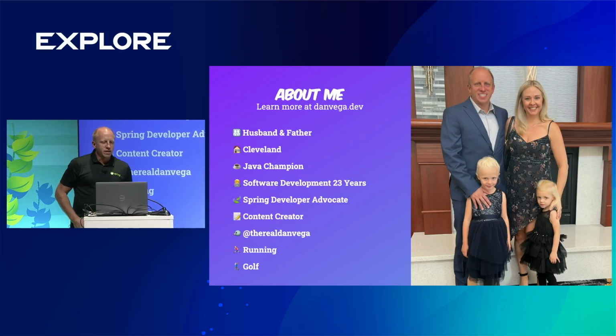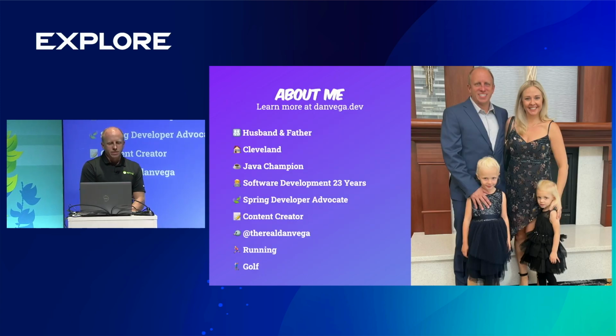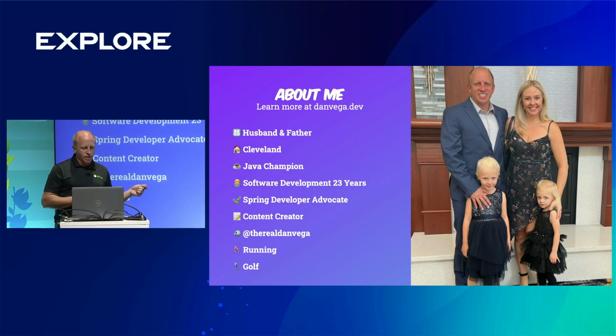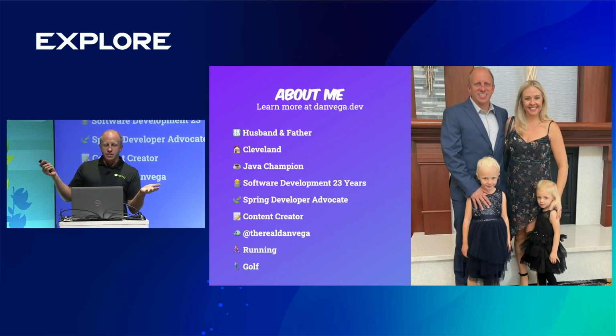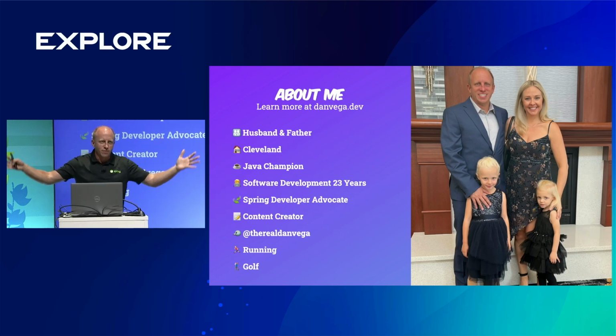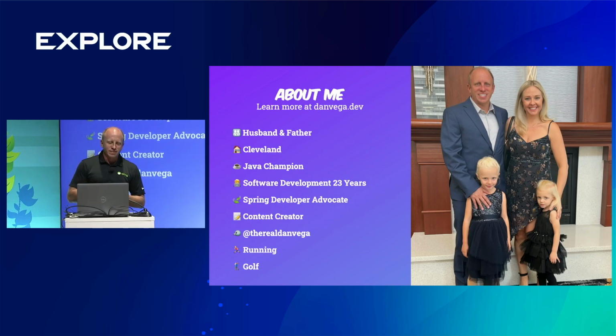Okay, a little bit about me. Again, I said my name is Dan Vega. You can learn a little bit more about me at danvega.dev. I'm a husband and a father. It's my beautiful wife, Jen, our two daughters, Isabella and Juliana. We live outside of Cleveland. I was named a Java champion this year, which was one of those lifelong career goals. So I was really excited about that.